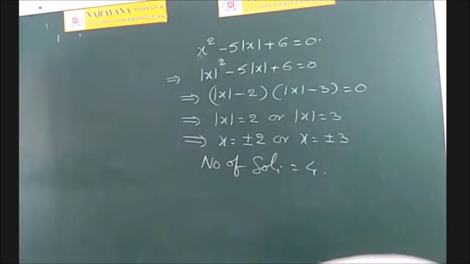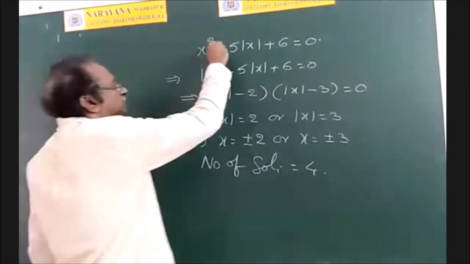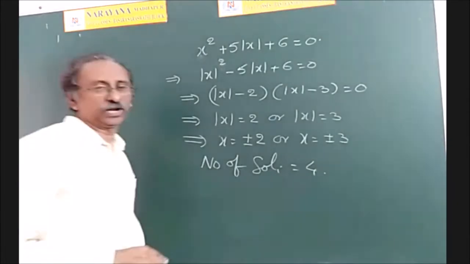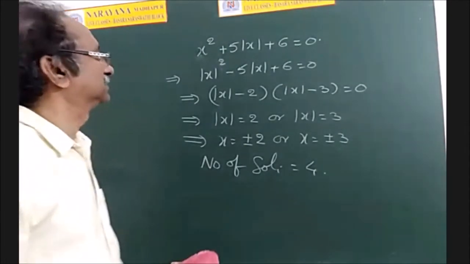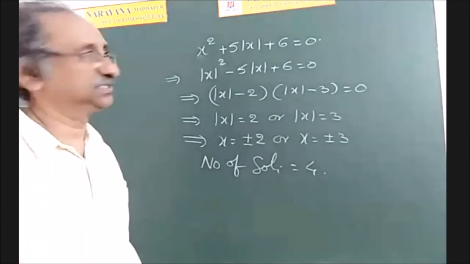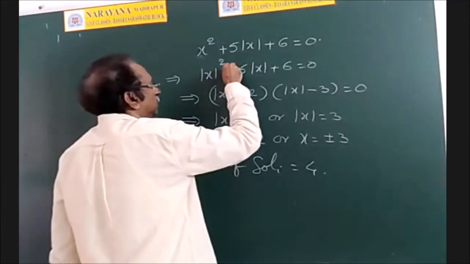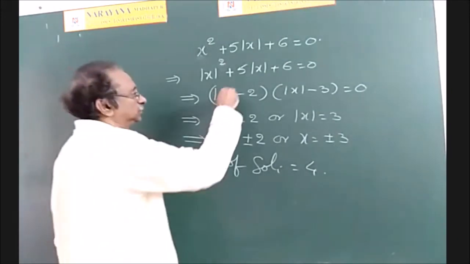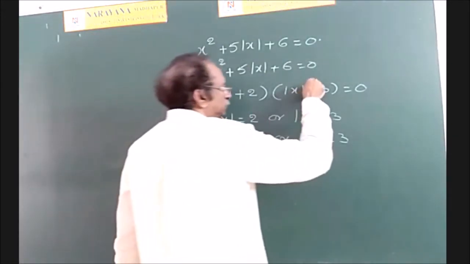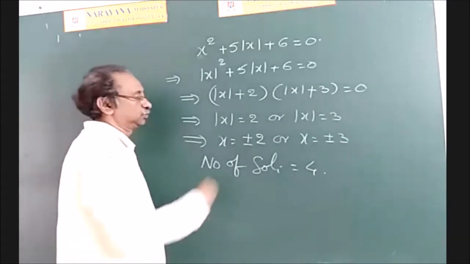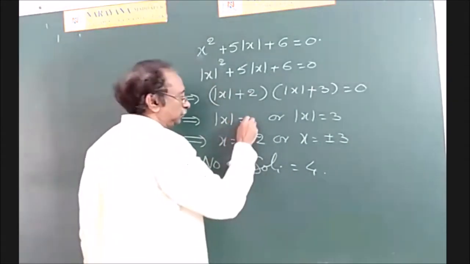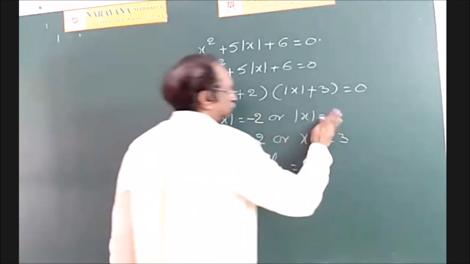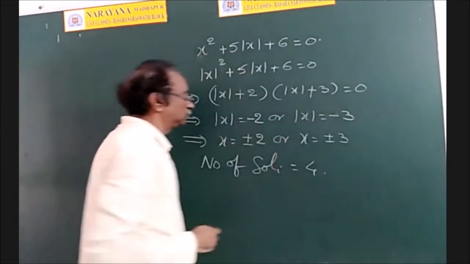Not like that. Just see another question. See another question now. Just a small change. Now write down this one. x square plus 5 into mod x plus 6 is equal to 0. Then this one: mod x whole square plus 5 into mod x plus 6 is equal to 0. Mod x plus 2 into mod x plus 3 is equal to 0. So mod x plus 2 is equal to 0 means mod x is equal to minus 2 or mod x is equal to minus 3.